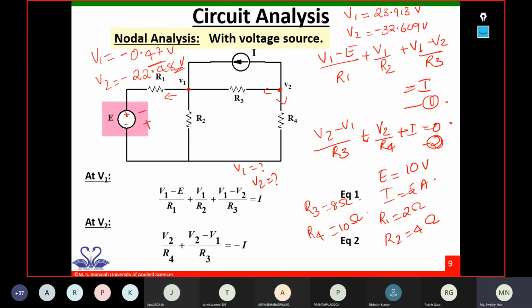Which one is correct? Anybody else got the answer? Yes, ma'am, I've got an even different answer. What is V1? It is 8.965 volts and V2 is minus 17.24 volts. Ma'am, I got this answer only, 17.241. Anybody else got this? Yes, I have, ma'am. Okay, whatever, 17.241 volts.